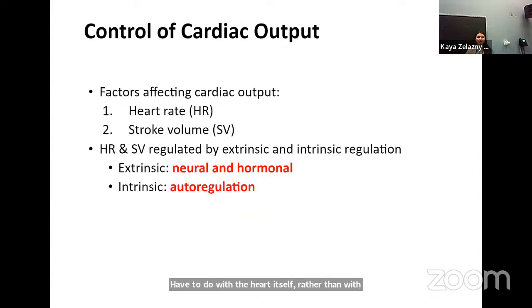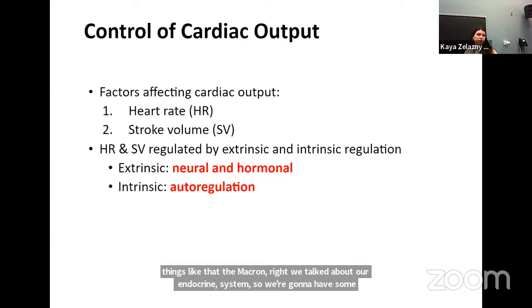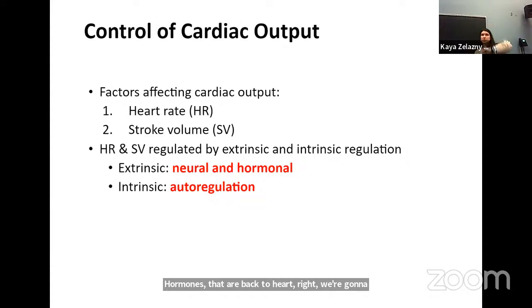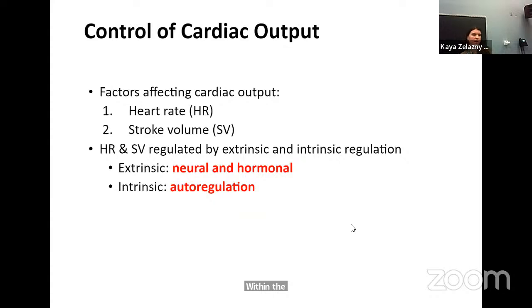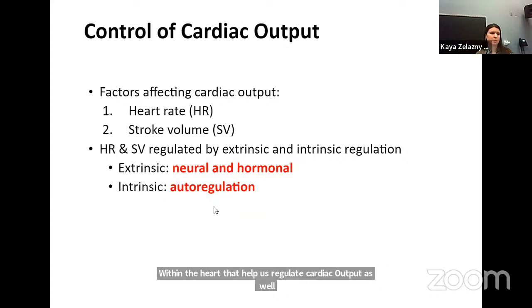So the extrinsic control is going to be coming from your nerves and also from hormones. So things like epinephrine, right? We talked about our endocrine system. So we're going to have some hormones that affect heart rate. We're going to have nerves, our autonomic nervous system, affecting our heart rate, for example. And then we're also going to have properties within the heart that help us regulate the cardiac output as well. So that's the auto-regulation part.